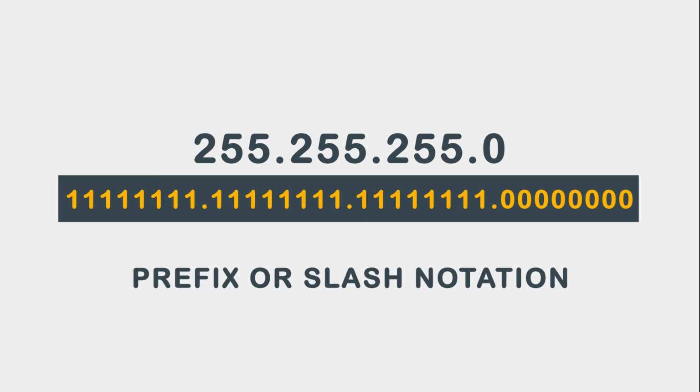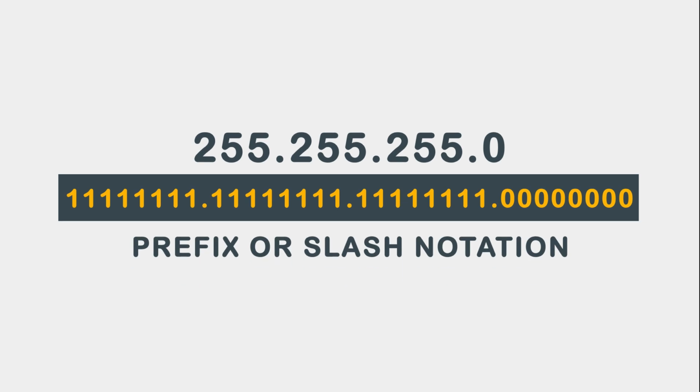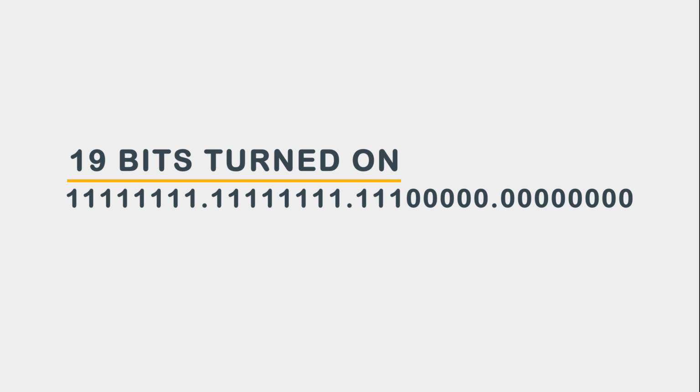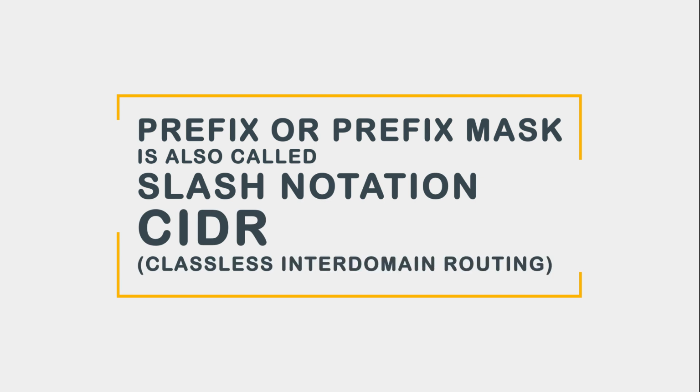To determine a prefix or slash notation of a subnet mask, count the number of binary ones in the binary mask, and write the total after a slash. For example, the following mask has 19 bits turned on, and would be /19. Again, please note the term prefix or prefix mask is also called a slash notation or CIDR, classless interdomain routing.